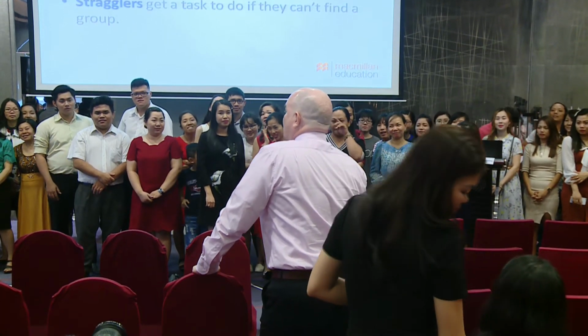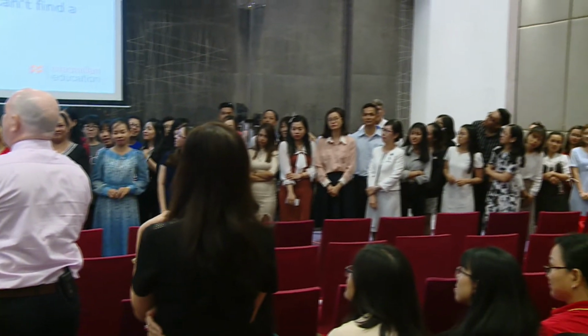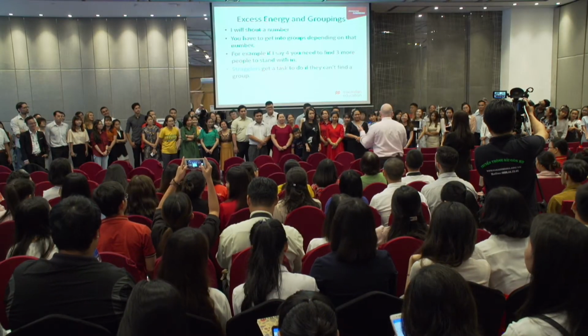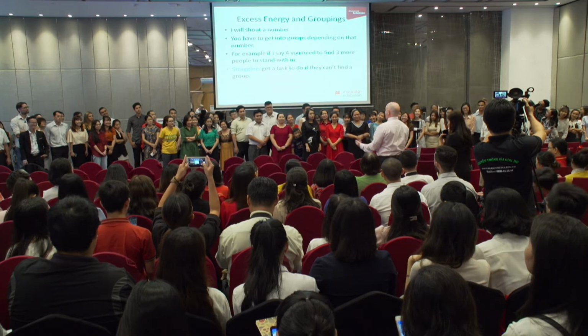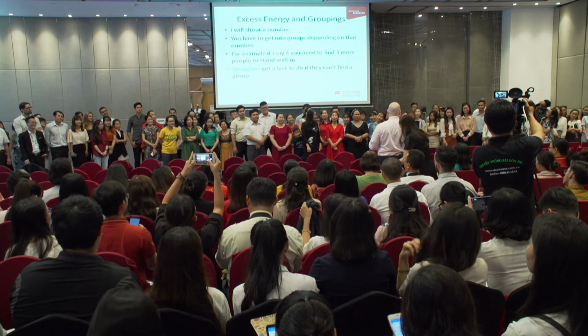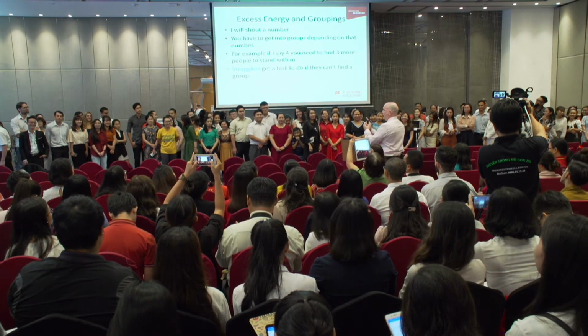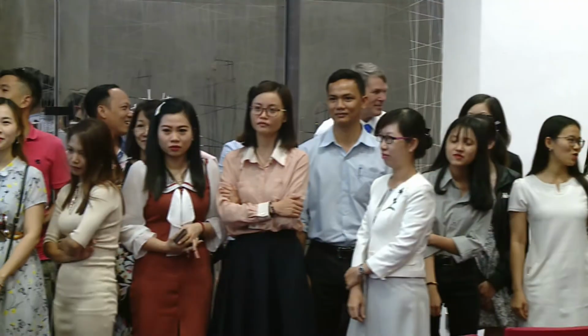If you cannot find a group within the 10 seconds that I will give you to find a group, if you're on your own with nowhere to go, you are called a straggler. And you will get a task to do. All right? Only the straggler. Okay. So the first number will have 8.